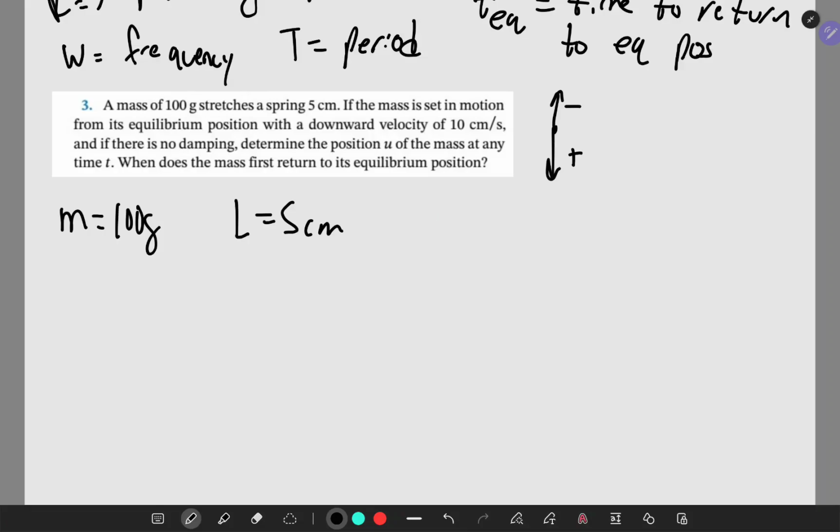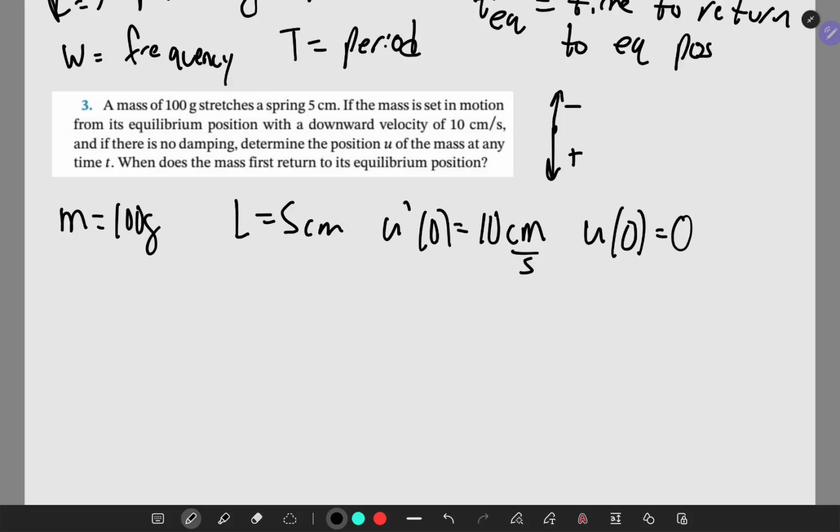Okay, it wants us to find... Okay, I see. So we're given U prime is 10 centimeters per second. It's set in motion from its equilibrium position. Well, it starts from our equilibrium position for this one, so U would be 0. So these are our two initial conditions. I should write it like this. At time 0, the velocity is 10 centimeters per second, and the position is 0.